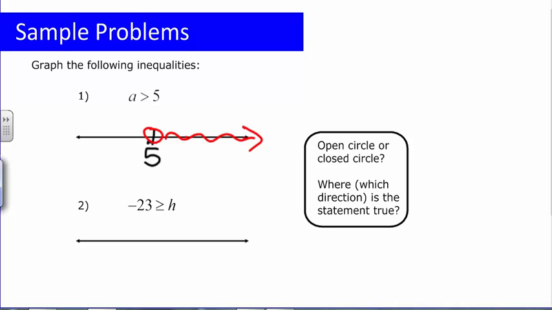Next, I have -23 is greater than or equal to h. So again, I just want to mark -23 on my number line. And I choose, what kind of circle do I want here? Open or a closed or filled in circle? Well, because it's greater than or equal to, meaning h could be -23, I'm going to fill in my circle. And I want to say, -23 is greater than or equal to what numbers? It's greater than -100, right? It's greater than -200. It's greater than everything that's to the left of -23.